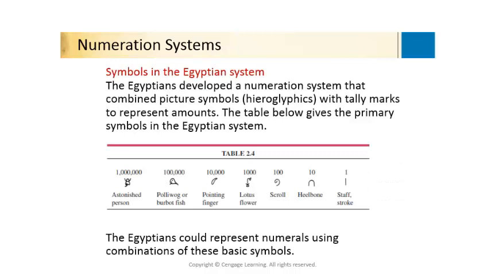Now, these are very beautiful to me. They're little beautiful symbols. A tick mark or staff meant 1, and every time you see one of these heel bones, that means 10 of those. Every time you see a scroll, that means 100 of those, and so forth. And they're more elaborate symbols because they were able to draw.